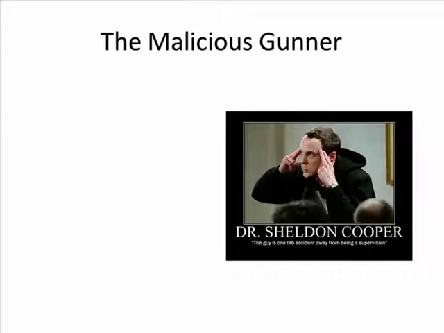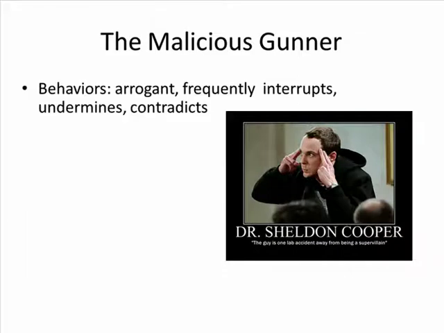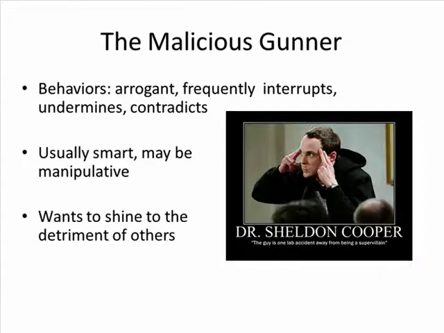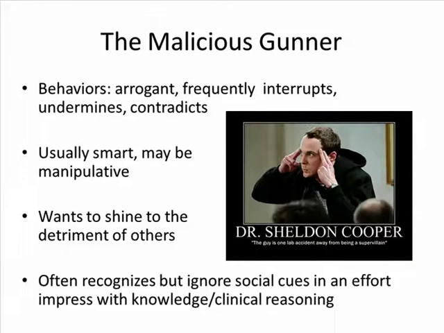All right, so the malicious gunner. I don't know if you guys watch Big Bang Theory. So typically this person is arrogant, frequently interrupts, undermines, contradicts. They're usually smart, which makes it harder. They didn't get to be a gunner by being wrong all the time. They've been rewarded for that behavior in the past. And they want to shine to the detriment of others. They may recognize social cues, but just ignore them because they have their agenda.